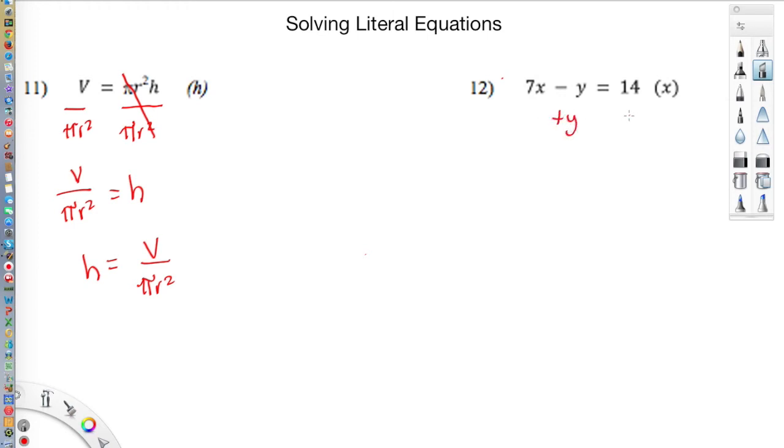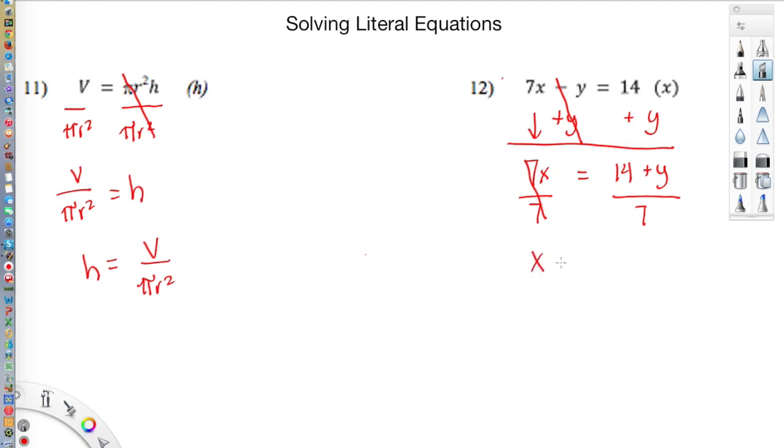And what I do to one side of the equation, I need to do to the other. So a negative y and a positive y cancel each other out. I bring down my 7x is equal to 14 plus y. And then I ask myself again, okay, x is almost isolated, but it's being multiplied by 7. What's the inverse of multiplying by 7? Divide by 7. And what I do to one side, I need to do to the other. The 7's cancel each other out because 7 is a factor of both the numerator and denominator. So x is equal to 14 plus y, all divided by 7.